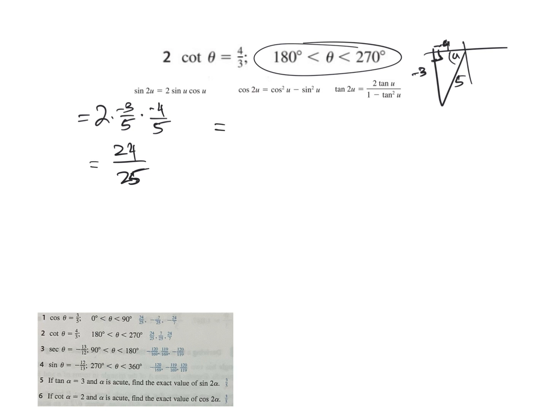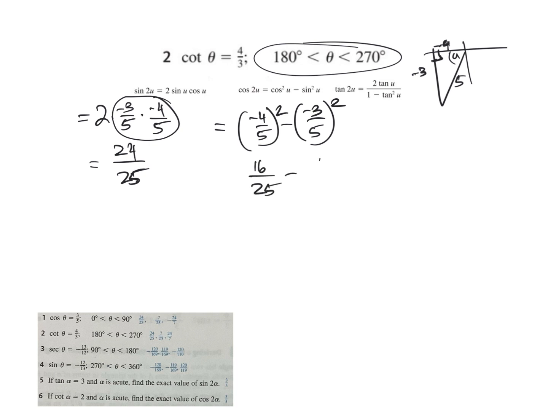Cosine of 2u is the cosine squared, so we have everything right here. Cosine squared would be negative 4/5 squared. Sine squared is negative 3/5 squared. And we have positive 16/25 minus a positive 9/25. When you square a negative, it becomes positive. So this is 7/25.